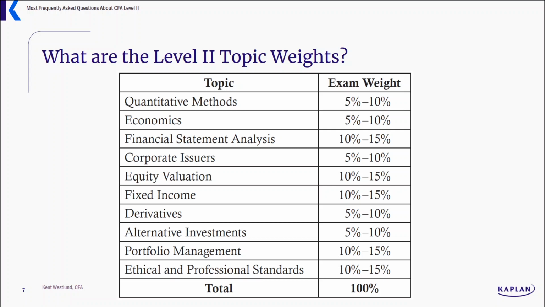What are the topic weights for Level 2? CFA Institute has standardized things a little bit. There's 10 different topics at Level 2, and each of those topics is weighted either 5 to 10% or 10 to 15%. 5 of the 10 topics are at that higher weight, so you may want to put a little bit more focus on those particular topics. The 5 that are of the 10 to 15% weight are financial statement analysis, equity valuation, fixed income, portfolio management, and also ethics. So those 5 are weighted at 10 to 15%, and the other 5 topics are slightly smaller topics weighted at 5 to 10%.